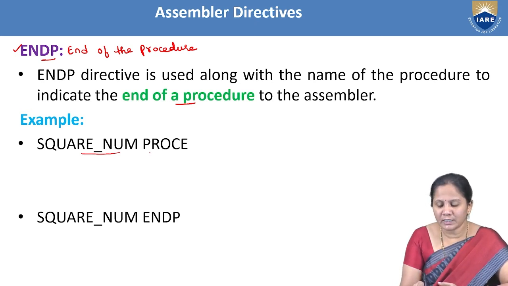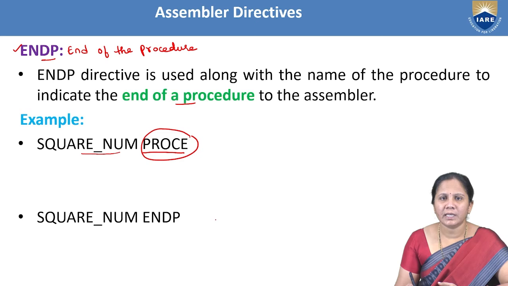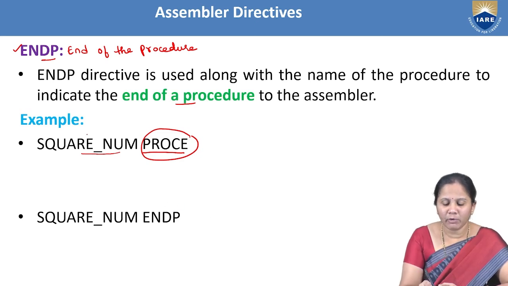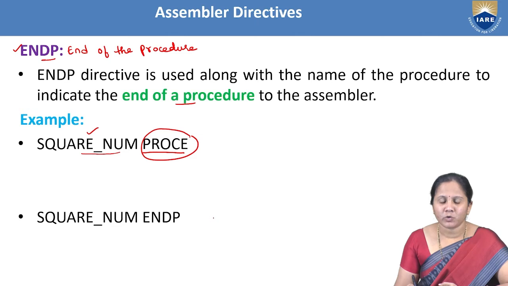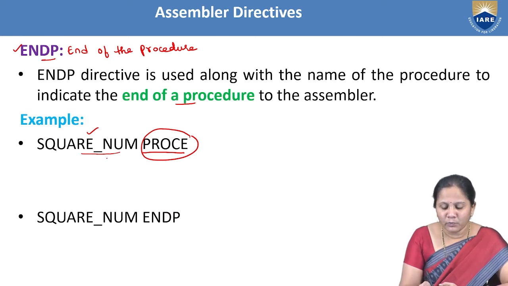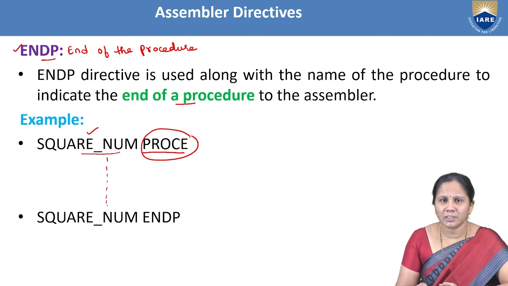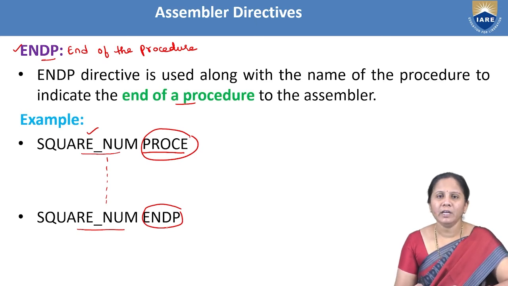So we have to consider PROC. This is one assembler directive which says that it is a procedure, and the name of the procedure is SQUARE_NUMBER. Whatever name we write before the PROC assembler directive indicates the name of that particular procedure. In that, we write some set of instructions related to the program which gives the square of a number. After those lines, we write the same procedure name followed by the assembler directive ENDP. So ENDP represents the end of the procedure.